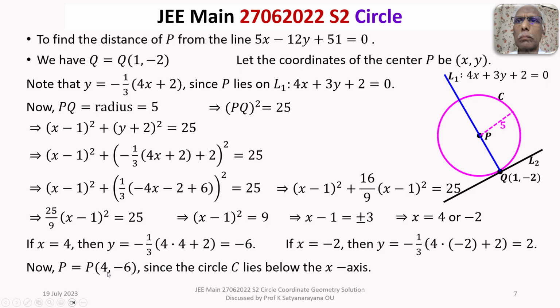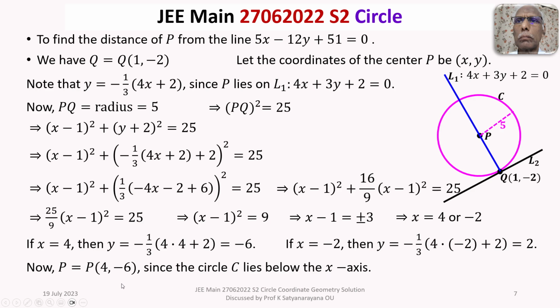Why have we taken 4 comma minus 6 only? Why not minus 2 comma 2? The reason is that you are given that the circle C lies below the x-axis. Therefore, the y coordinate must be negative. Therefore, y must be minus 6, and y cannot be taken as 2. So the coordinates of P are 4 comma minus 6, because the circle C lies below the x-axis.